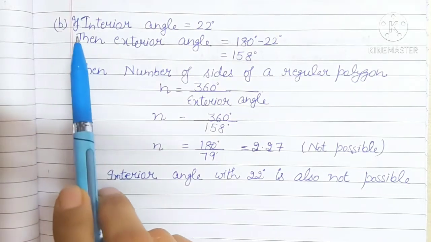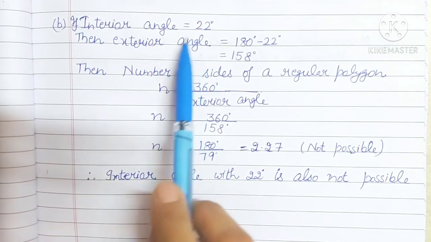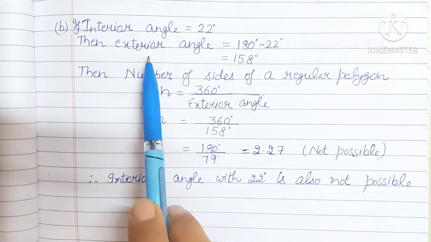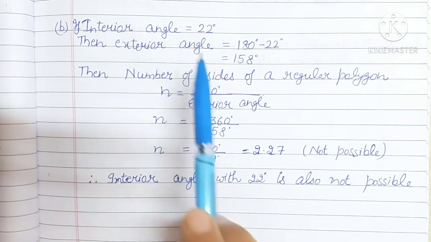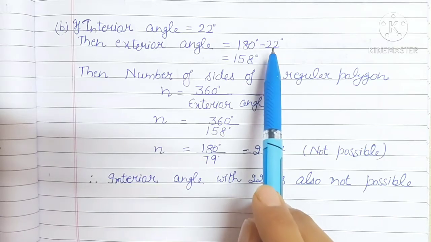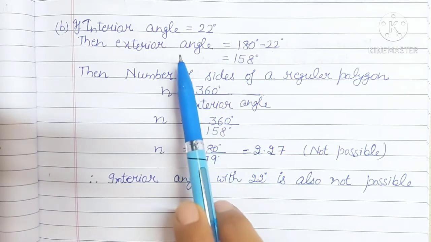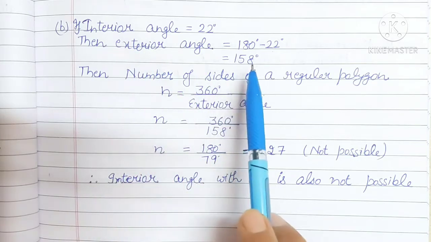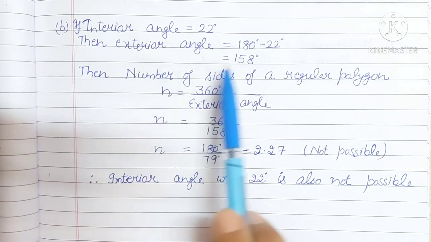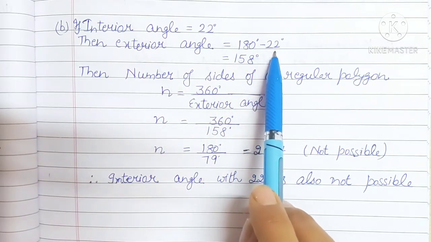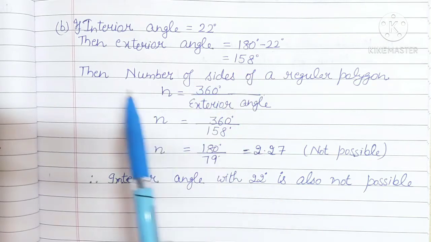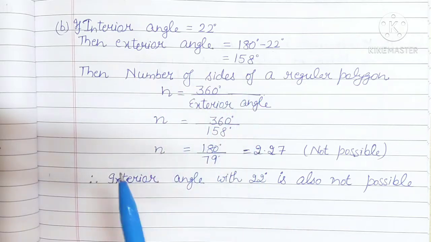Now we will check, is it possible that 22 degrees is an interior angle? For that, again we will find the exterior angle. How? If the interior angle is 22 degrees, then the exterior angle will be 180 minus 22 degrees. By the linear pair property, as we know, exterior angle plus interior angle is equal to 180 degrees. So if I want to find the exterior angle, I subtract the interior angle from 180 degrees. So it gives me 158 degrees. It means now the exterior angle will be 158.